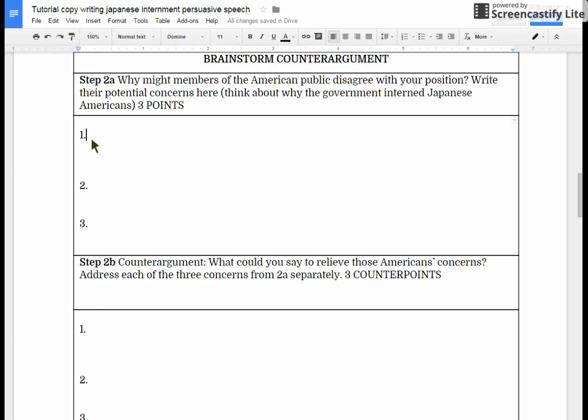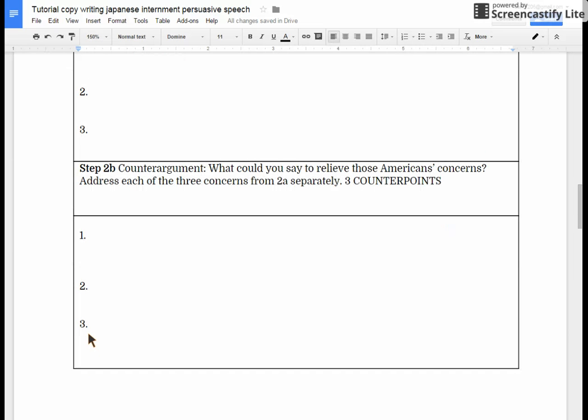So for instance, for one, you might write, some Americans believed that Japanese Americans were a security risk and could potentially lead to helping Japan if they invaded the United States. That would be a concern, a point that I would put here. I would then go down to 1 and I would go through all the evidence that I collected in the web activity, and I would need to find an example of something that would counter that point. This cannot be my opinion. This has to be an actual fact that I found.